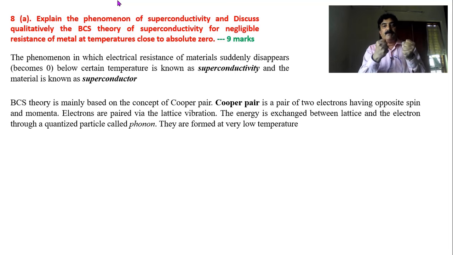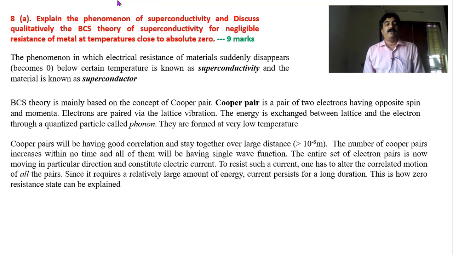If you increase the temperature, that temperature itself is enough to break the bond and electrons start moving away. So Cooper pairs are formed only at very low temperature, and that too with the help of lattice vibration. Please watch my video on Cooper pair formation. Okay, well, Cooper pairs are formed, and these Cooper pairs exist only at very low temperature. That is why superconductivity is a very low temperature phenomenon. Now I have explained what is a Cooper pair and how it is formed.